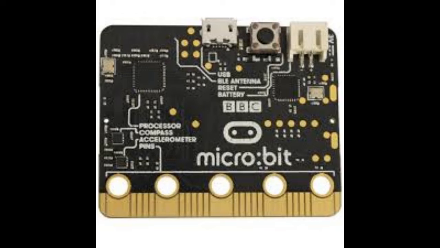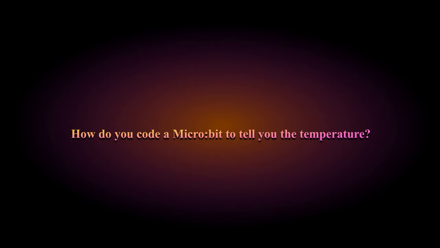You can take it inside one room and it'll tell you the temperature in that room, or you can take it to another room and the temperature will change to the temperature in that room, or you can take it outside and it'll tell you the temperature outside. So question number two is, if you've got a microbit, how do you code it to make it tell you the temperature? So we're going to see how to do that in today's video.